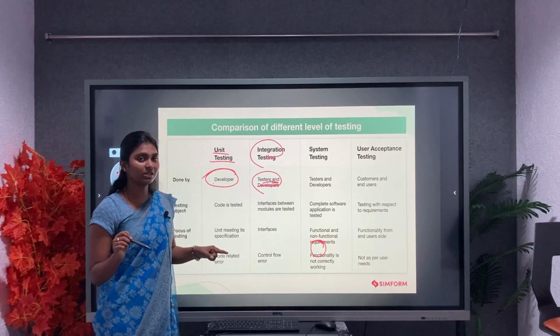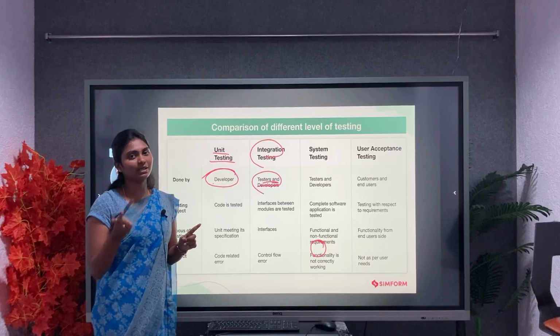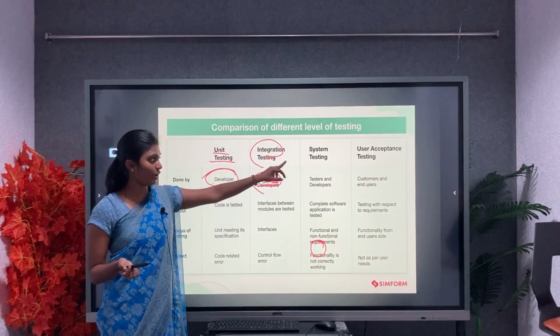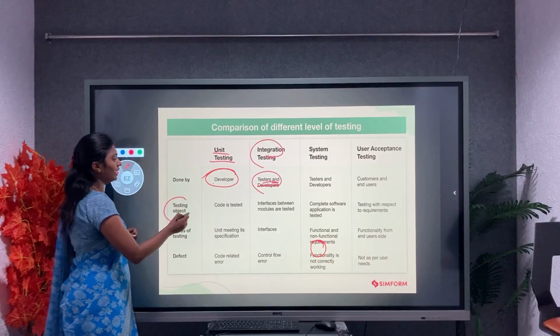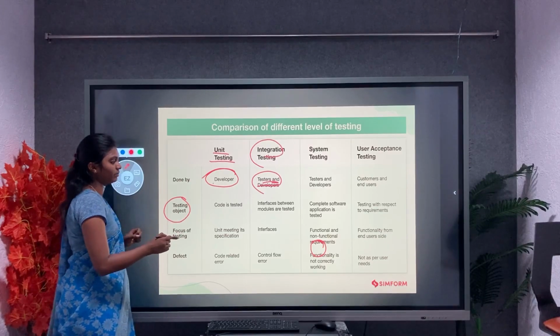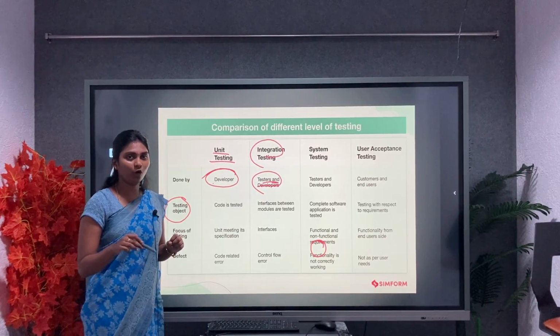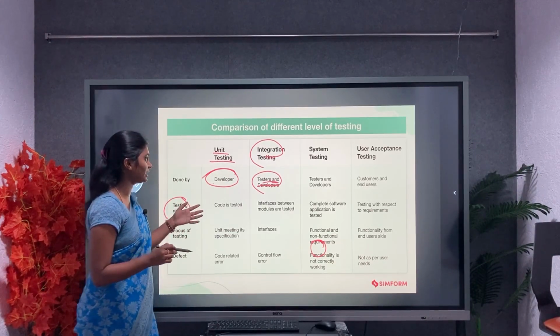User acceptance testing means only the user is responsible. Users are nothing but the customers, right? So users and customers are responsible for user acceptance testing. Coming to the testing object, it means what will be checked. Now, what are we checking? In the program, when we specify particular data, that is what we are checking.